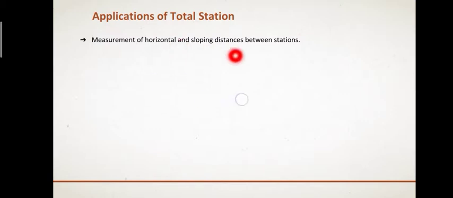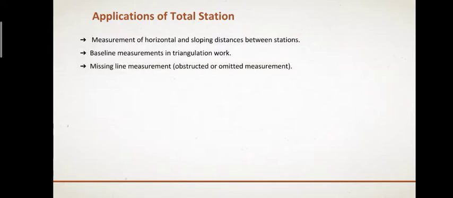Now, the first thing is applications or the uses where this total station is useful. The first point, measurements of horizontal and sloping distances between the stations. You can calculate the horizontal and sloping distances between the stations. Baseline measurements of the triangulation works, means the distance. Missing line measurements or the obstructed or the omitted measurements can be calculated.